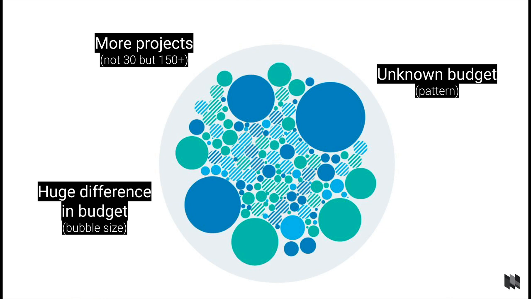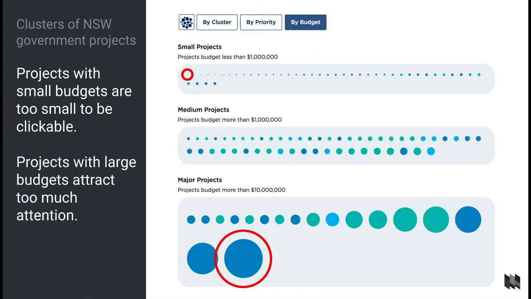Let's go back to the budget view and explore this a bit more. So major projects at the bottom attract lots of attention, like this one, yeah, you get it. And the one at the top, I can't even see it. I think it's less than a pixel. So it does not attract any attention, and I can't click it to bring up more information. So we had to find a solution for this really quickly.